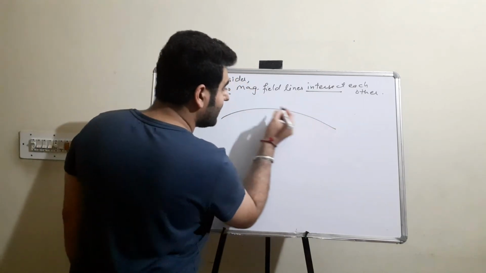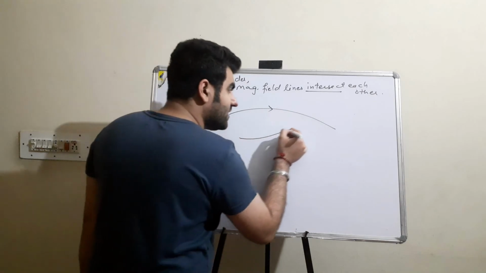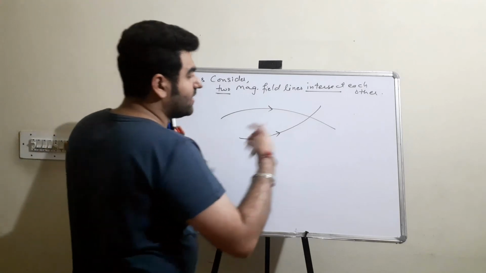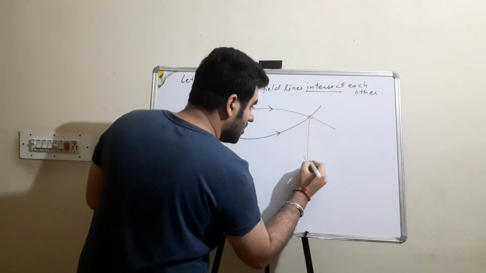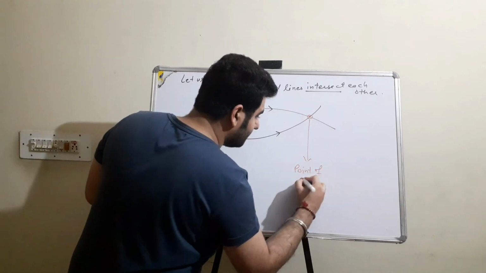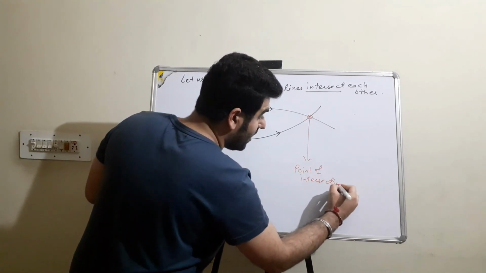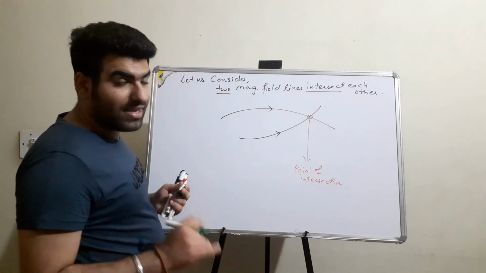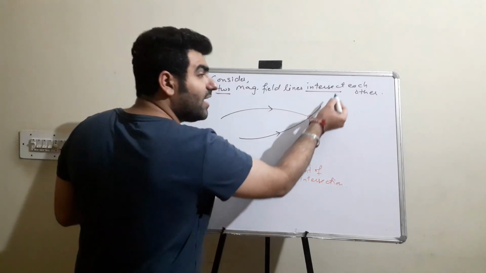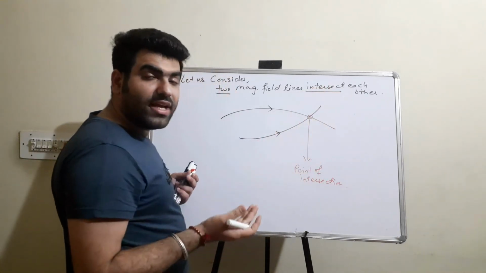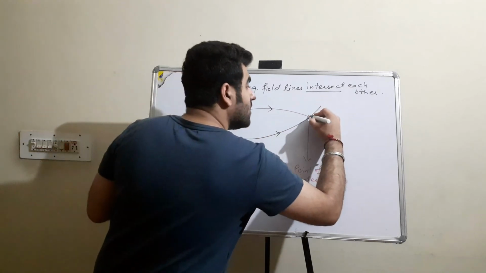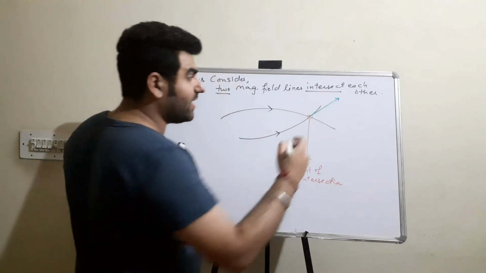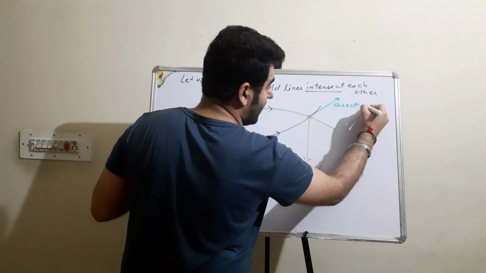So if this is one magnetic field line moving towards this, and this is the other magnetic field line moving towards this, and they intersect at this point, this is known as the point of intersection. Now, at this point of intersection, I need to find the direction of the magnetic field. So this magnetic field line is moving towards this, so I am going to draw the tangent because the tangent will give me the direction. According to this magnetic field line, this would be the direction of the magnetic field. Let us say this is direction 1.